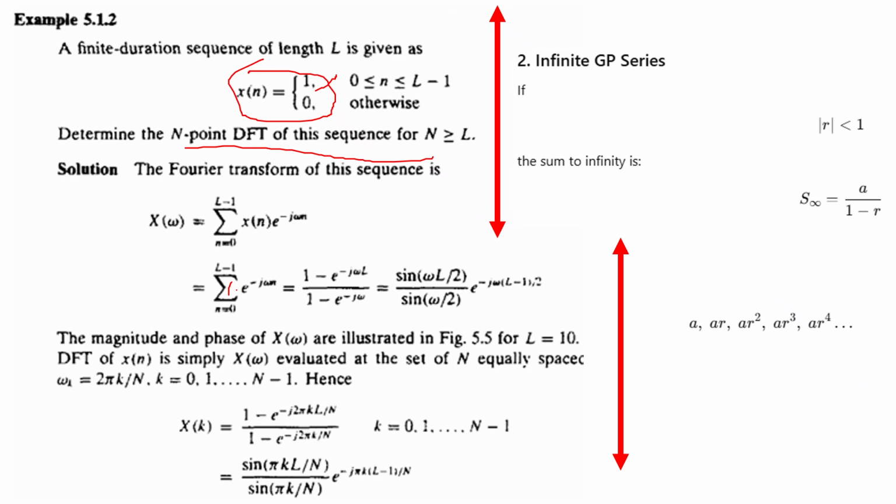The addition, if the magnitude of r is less than 1, as it is here, then the sum to infinity is equal to a divided by 1 minus r, right? So if you put all these values, you will get the result.